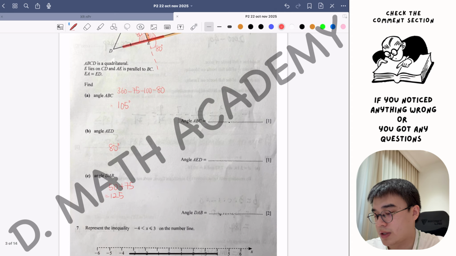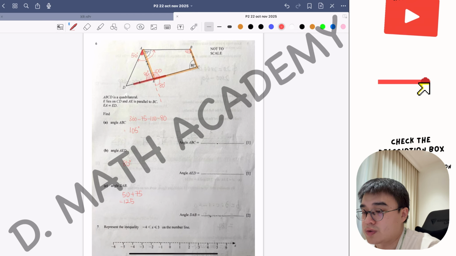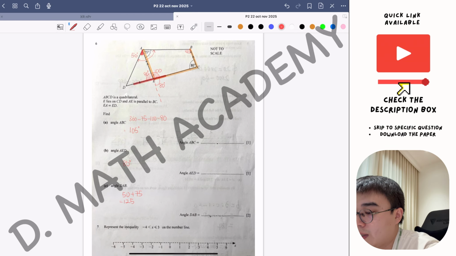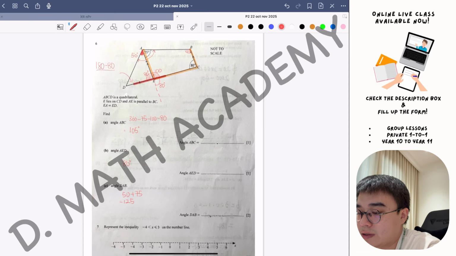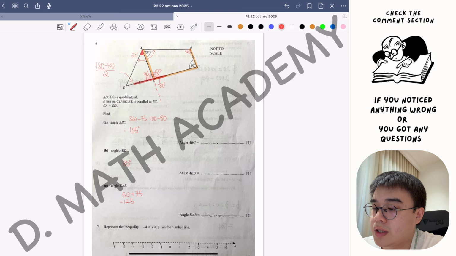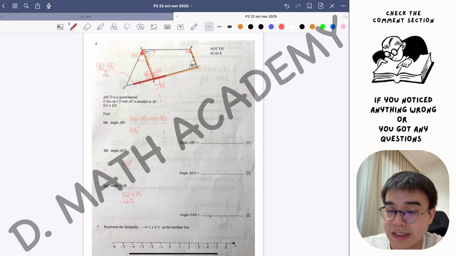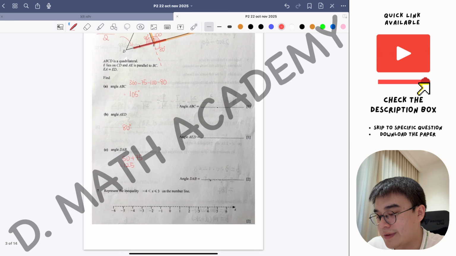Okay, so that should be our answer for DAB. Just in case you don't know how I secured the 50, it is by having 180 minus 80 divided by 2, and then your DAB will be the total of 50 plus 75. Moving on to the last part in question 7.